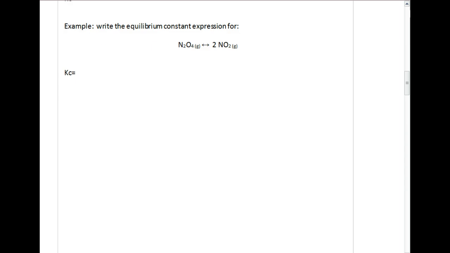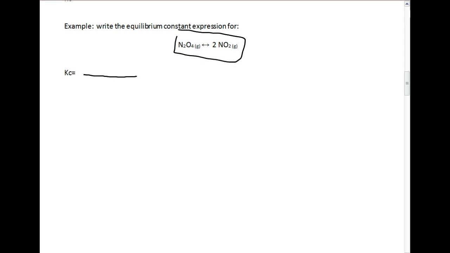Okay, so now I'm going to give you a sample problem, and if you want to try to do this at home, pause the video and write your equilibrium constant expression for the following reaction that we talked about before. Go ahead and pause it now and then press play and see if you get the same thing as I do.